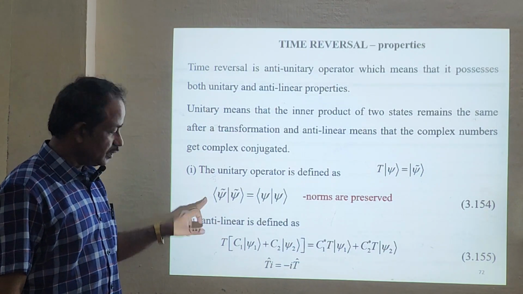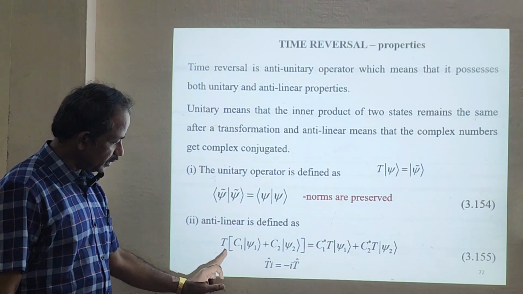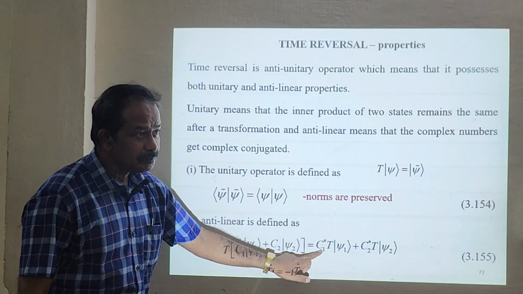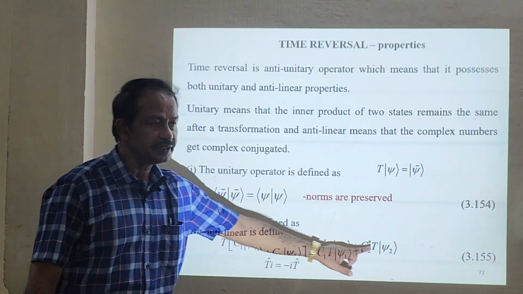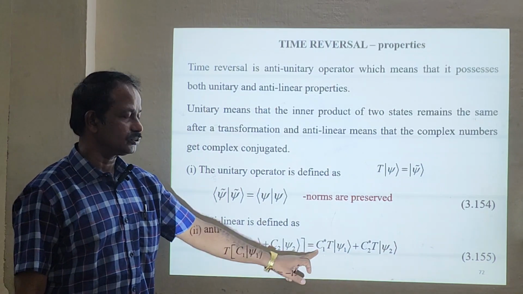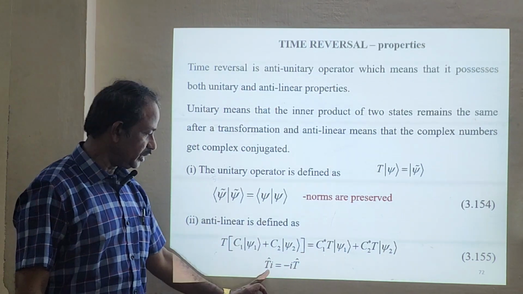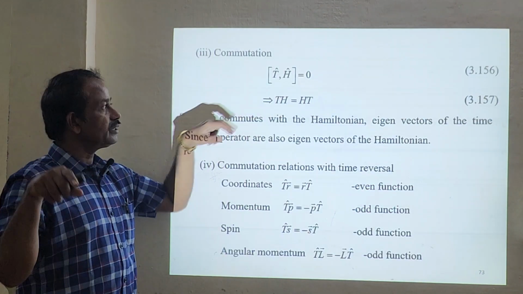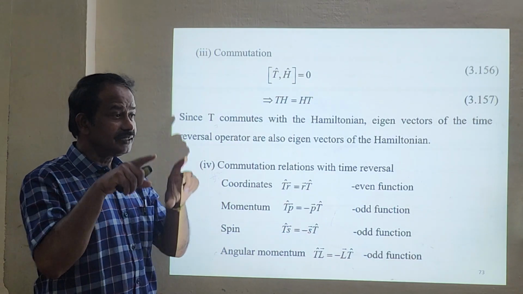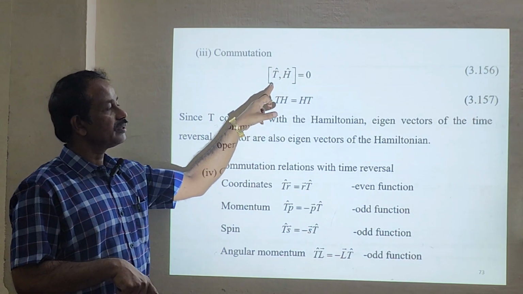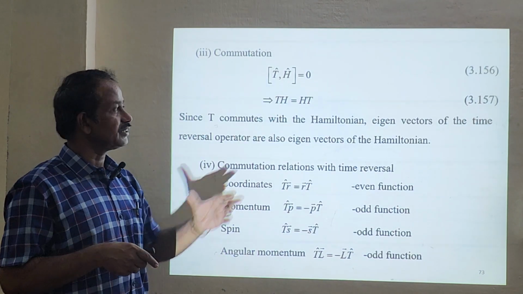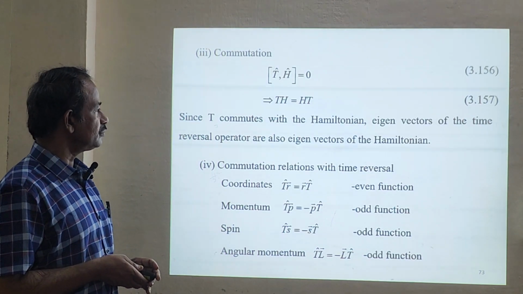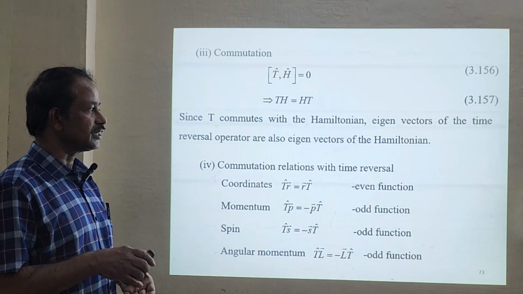So norm is preserved. Now for the antilinear property, it is defined as the time reversal operator operating on this will give you the complex conjugate. See, complex conjugate of these two numbers. So T i will give you minus i T. So as I said earlier, the commutator [T, H] equals 0. It implies that T is a symmetric, conserved quantity, and both will have simultaneous eigenstates. So TH equals HT. So T commutes with the Hamiltonian. Eigenvectors of the time reversal operator are also eigenvectors of the Hamiltonian.